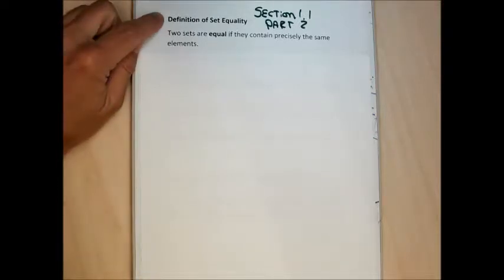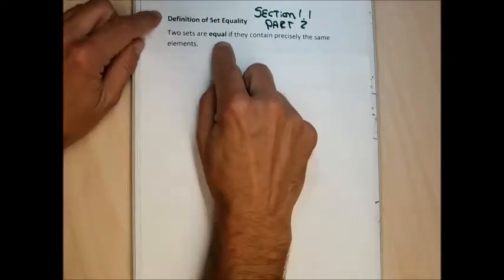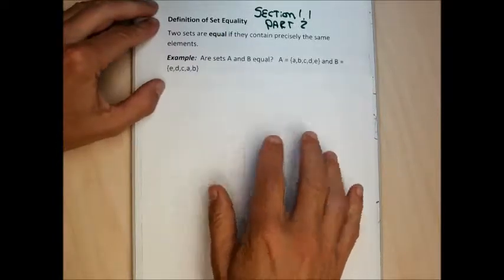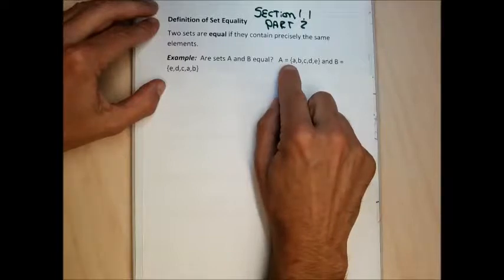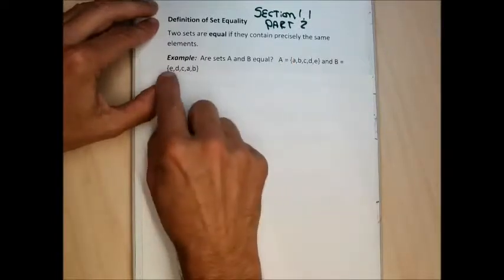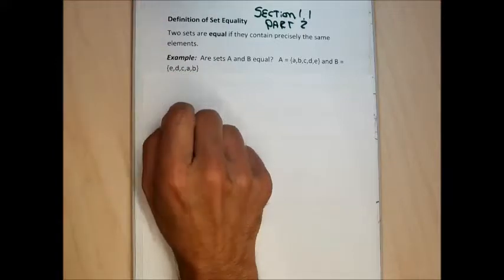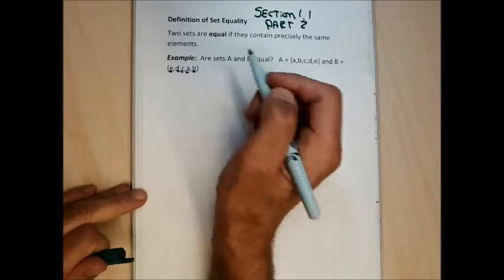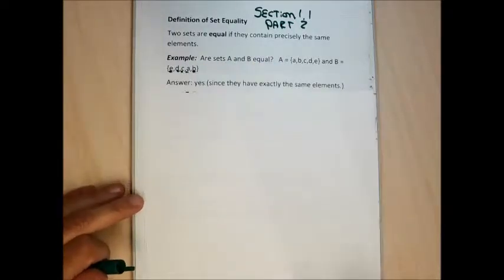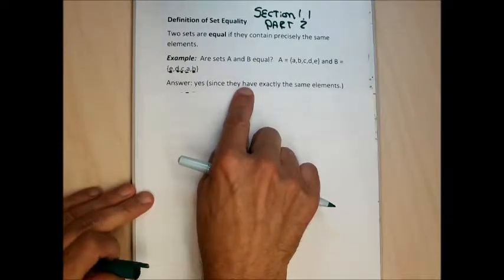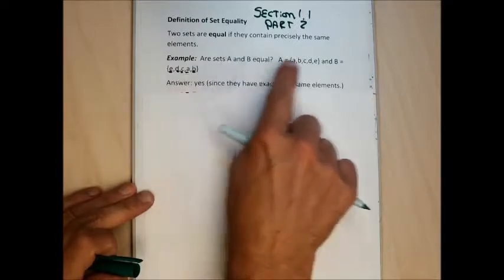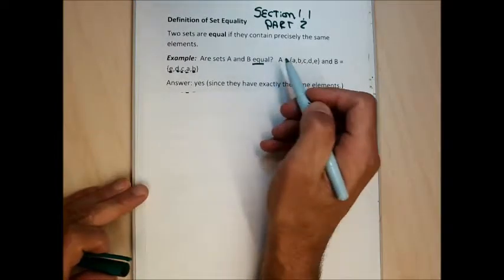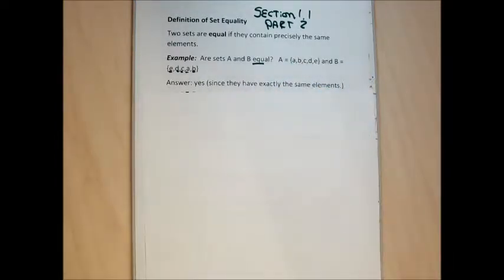First definition: what does it mean for two sets to be equal? Two sets are equal if they have exactly the same elements. So for example, are sets A and B equal? A has the elements A, B, C, D, and E. B has the elements E, D, C, A, and B, which is really A, B, C, D, and E. Are those equal? Yes, those are certainly equal because they both have exactly the elements A, B, C, D, and E, even though set B is written in a different order than set A. Yes, these are considered equal sets because they have exactly the same elements.